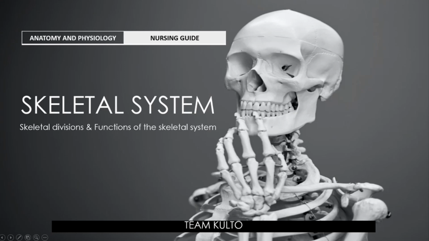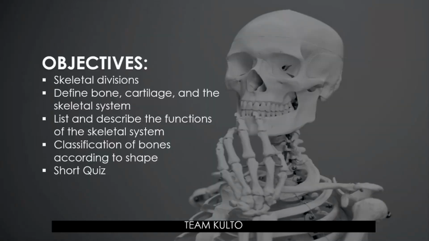Alright, hi everybody. Welcome back nga sa ating formal discussion ng skeletal system. Watch out for the upcoming anatomy and physiology discussion natin ha, because we're gonna have a series of reviews about anatomy and physiology. And of course, please consider checking the description box because I'll be providing some helpful links. So let me give you the objectives for today's discussion. We're going to discuss skeletal divisions, define bone, cartilage, and skeletal system, list and describe the functions of the skeletal system, classification of bones according to shape, and we're gonna have a short quiz later on.